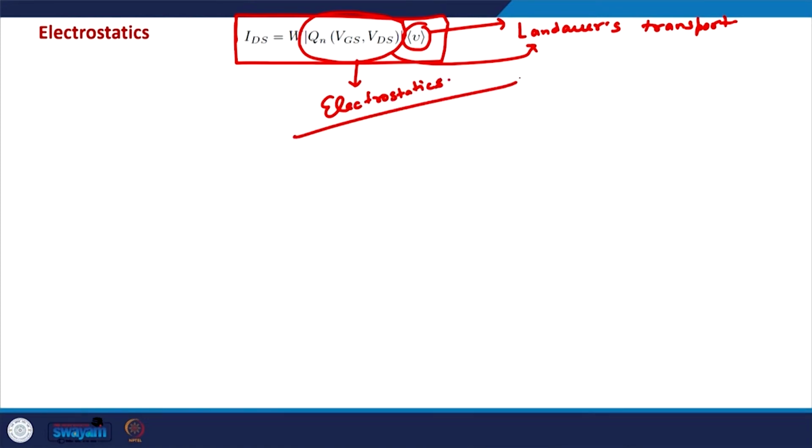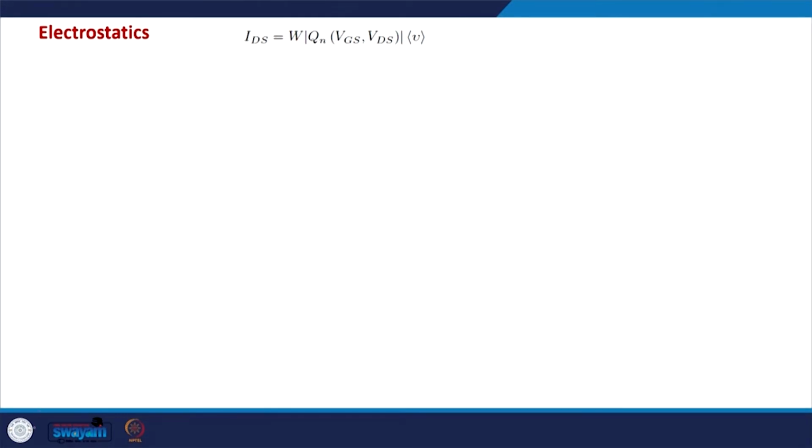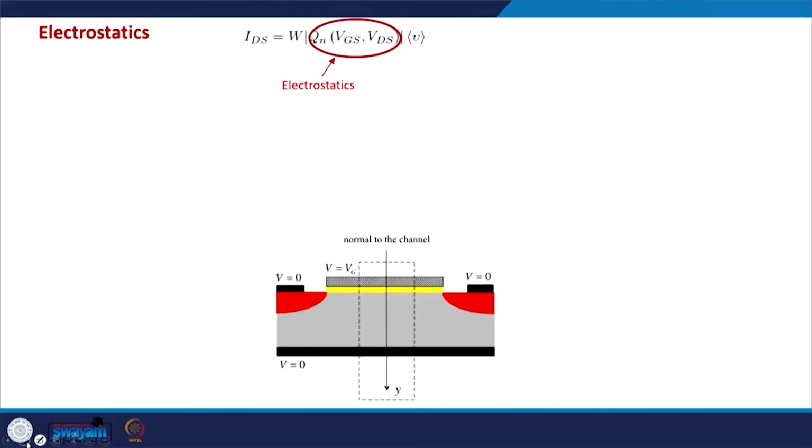We'll start with the MOSFET electrostatics, and MOSFET electrostatics means that we are now trying to understand the relationship between the charge in the channel and, as a consequence of that, the current in the channel as a function of the applied gate voltage and as a function of the drain voltage.